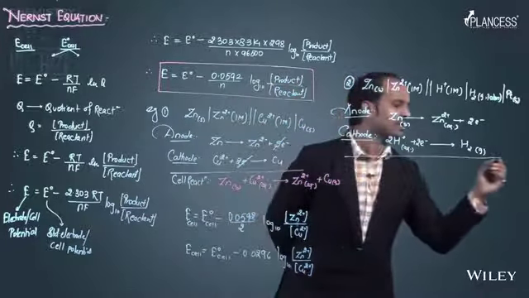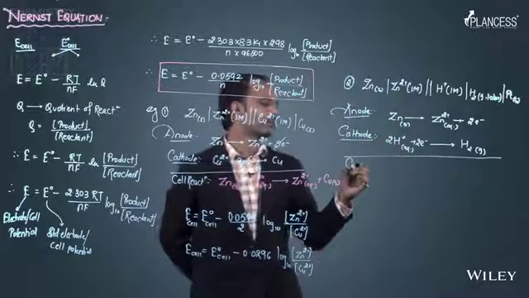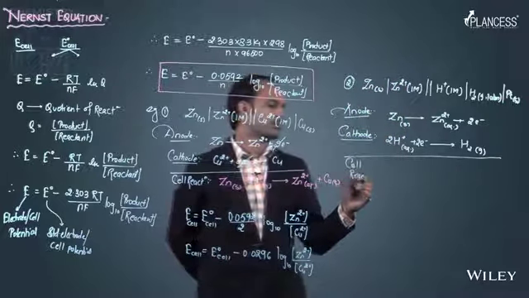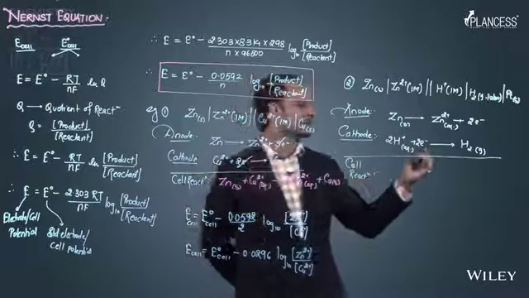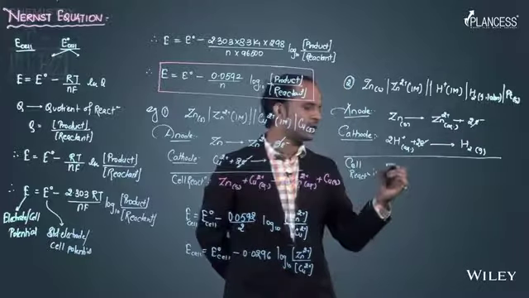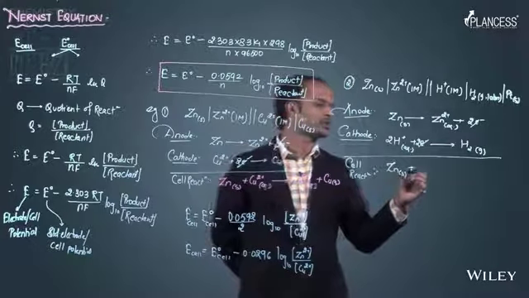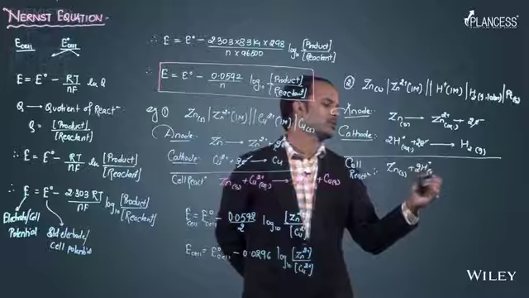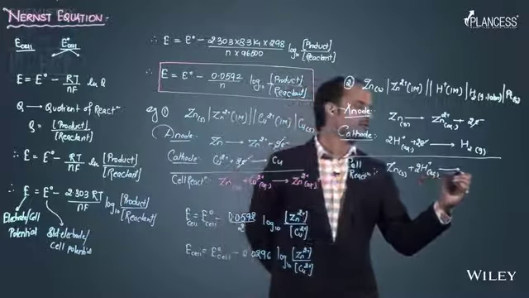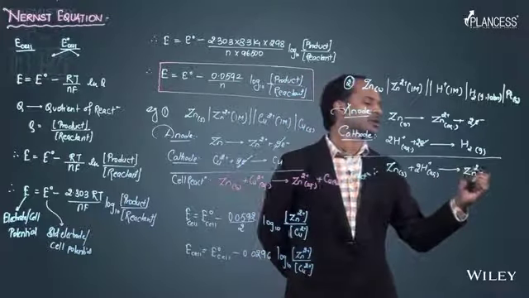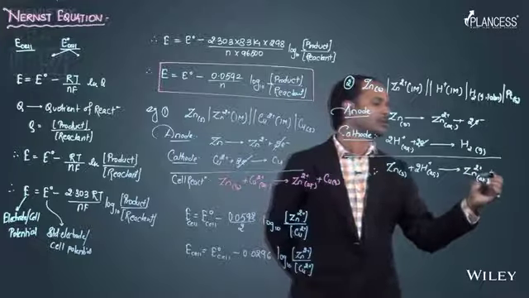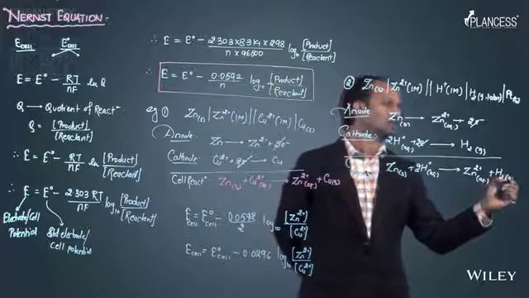For getting the cell reaction, add both reactions. On adding, the 2 electrons get cancelled and we have zinc in solid state plus 2H plus ion in aqueous state, which gives zinc 2 plus in aqueous form plus H2 in gaseous state.